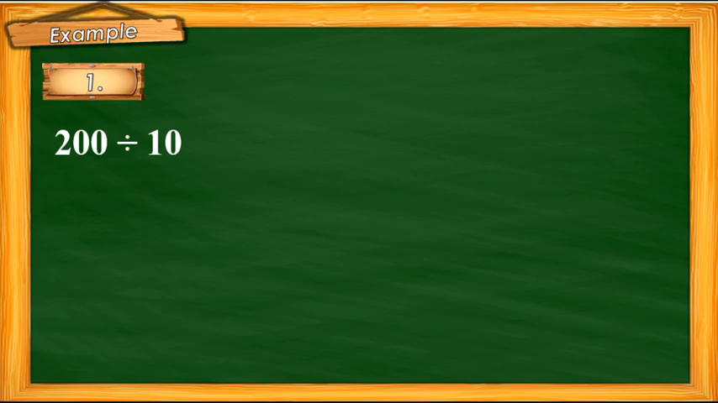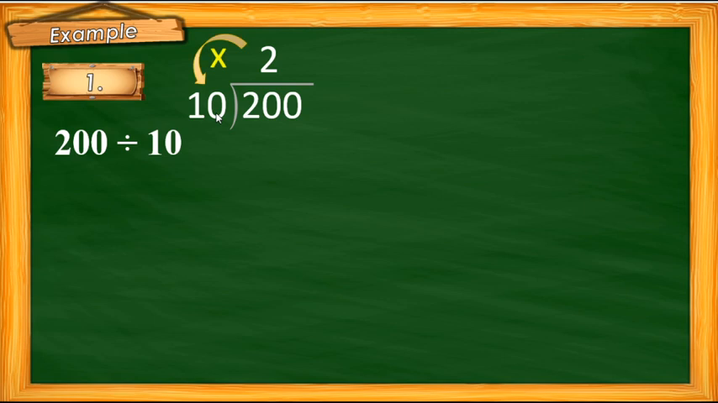200 divided by 10. So 200 inside the long division bar, and then outside the long division bar is 10. Then let's proceed using the DMSBR rule. Divide: 2 divided by 10 cannot be done using the 1-digit number. 20 divided by 10 is 2. Then multiply: 2 times 10 is 20. Subtract, so 0. Let's bring down the 0.